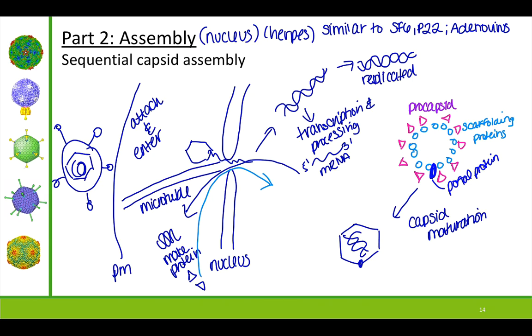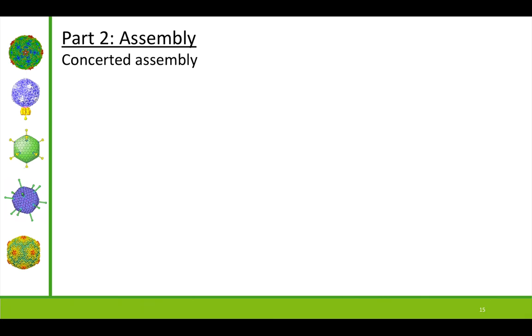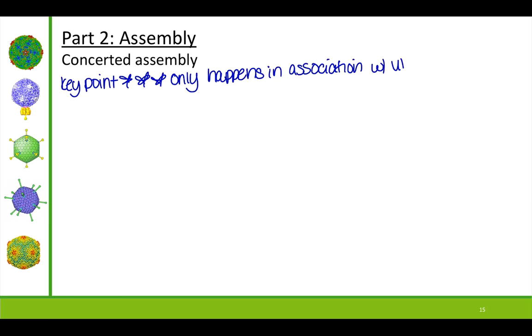Okay. So for concerted assembly, we've talked about this idea of making subassemblies and doing sequential. Now we have to talk about concerted assembly. There's a very key point that we have to remember, and that is that this only happens in association with the viral genome.